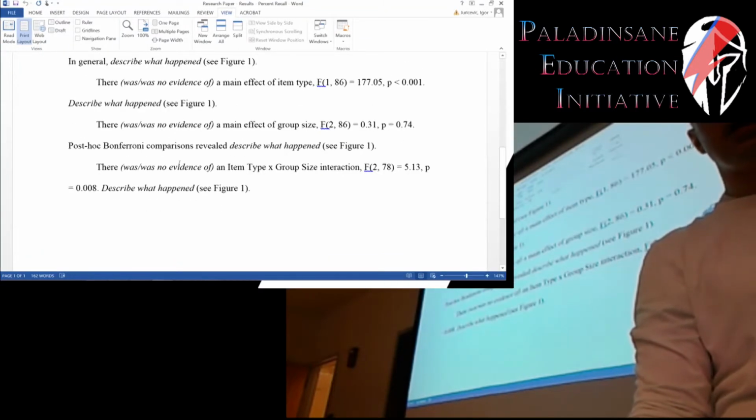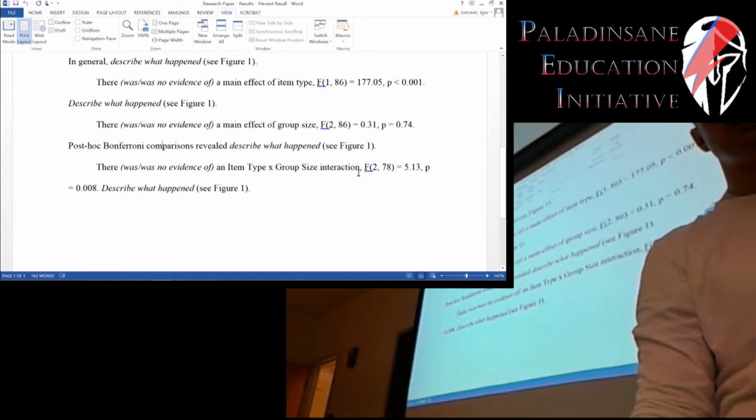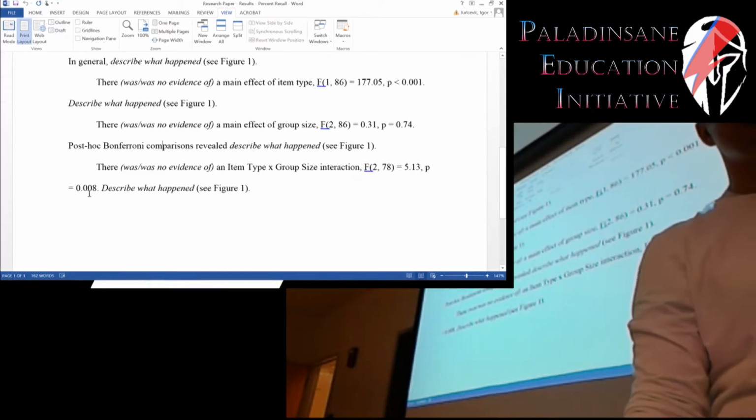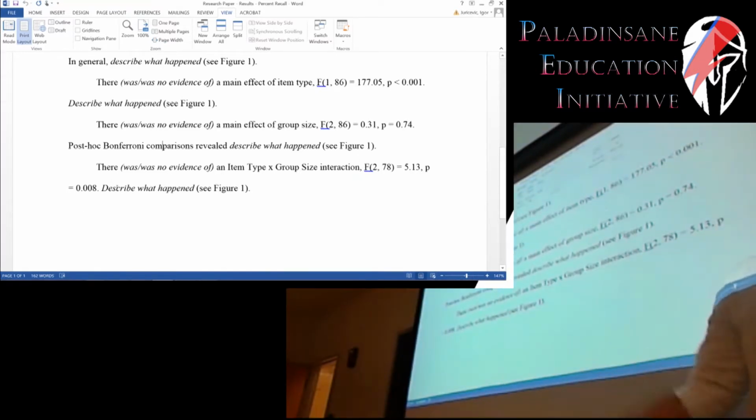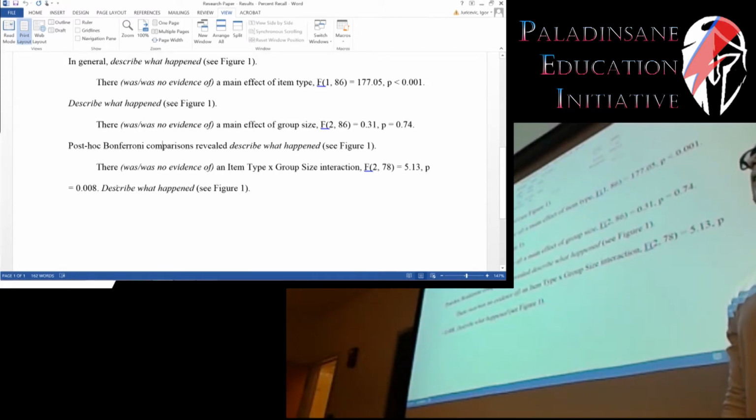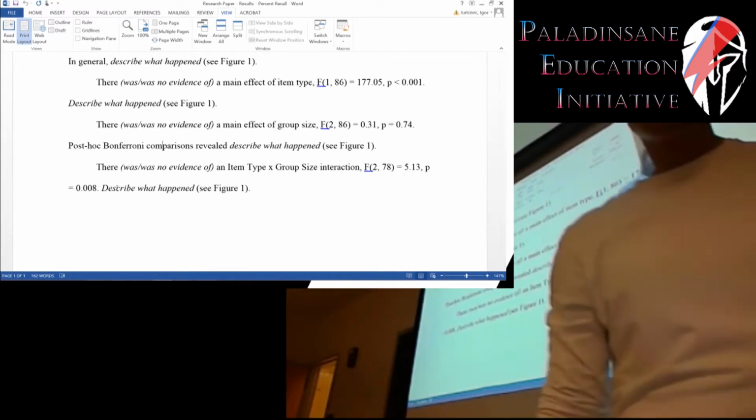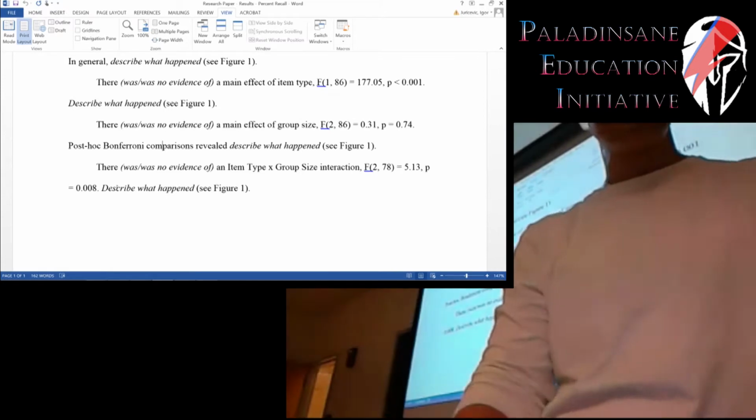And then we'll talk about the item type times group size interaction. Was there an interaction? Yes, there was. And we'll describe what happened. And we'll be done with the draft of our results section. So that's the goal for today.